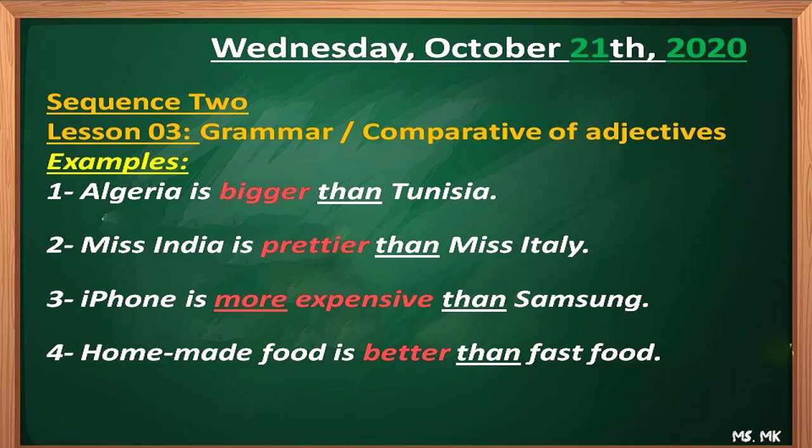So, after explaining the examples, after writing what is necessary for your pupils, you have to ask your pupils to give you examples orally. This is a very important step in a grammar lesson. And then you ask them to write the examples on their copybooks.